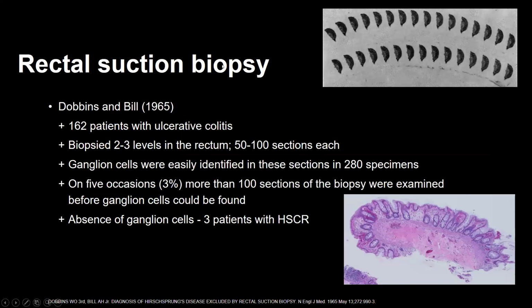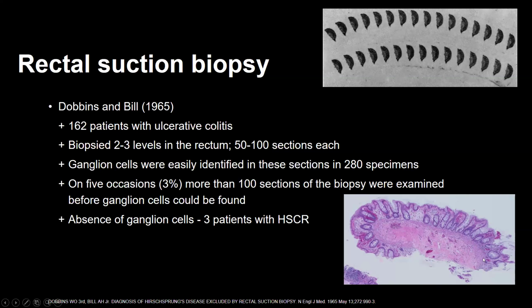So let's talk about the rectal suction biopsy. Rectal suction biopsy was described first in 1965. Actually, they used patients with ulcerative colitis. But what did they do? They biopsied 2 to 3 levels in the rectum at 50 to 100 sections each. You can see here, this is an old black and white picture, but we typically do the very same thing, lay them out and cut them multiple times. And then ganglion cells were easily identified in any of these sections, and they only found an absence of ganglion cells in 3 patients with Hirschsprung disease.